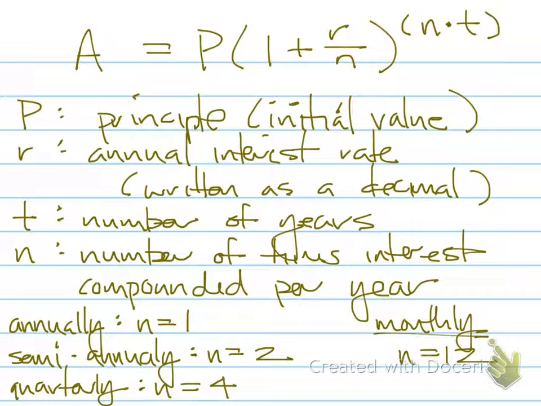So if it's compounded annually, it's just compounded once per year. Semi-annually would be twice per year. Quarterly, 4 times a year. Monthly, 12 times a year, and so forth.